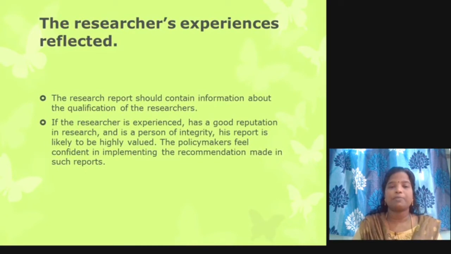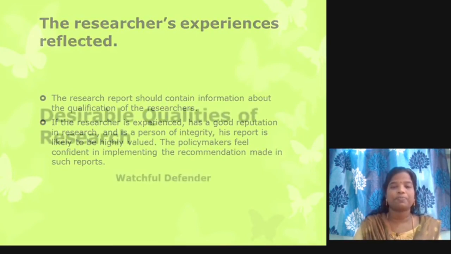The researcher's experience reflected. A researcher who can use his expertise in that particular research can actually improve the findings of the research. The research report should contain information about the qualification of the researchers. If the researcher is experienced, has a good reputation in research, and is a person of integrity, his report is likely to be highly valued. The policymakers feel confident in implementing the recommendations made in such reports.